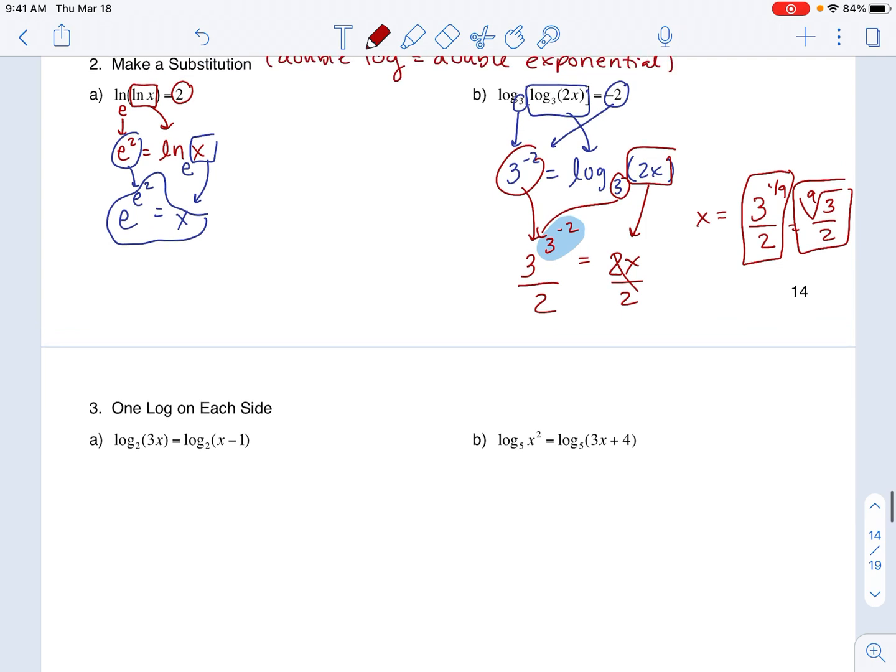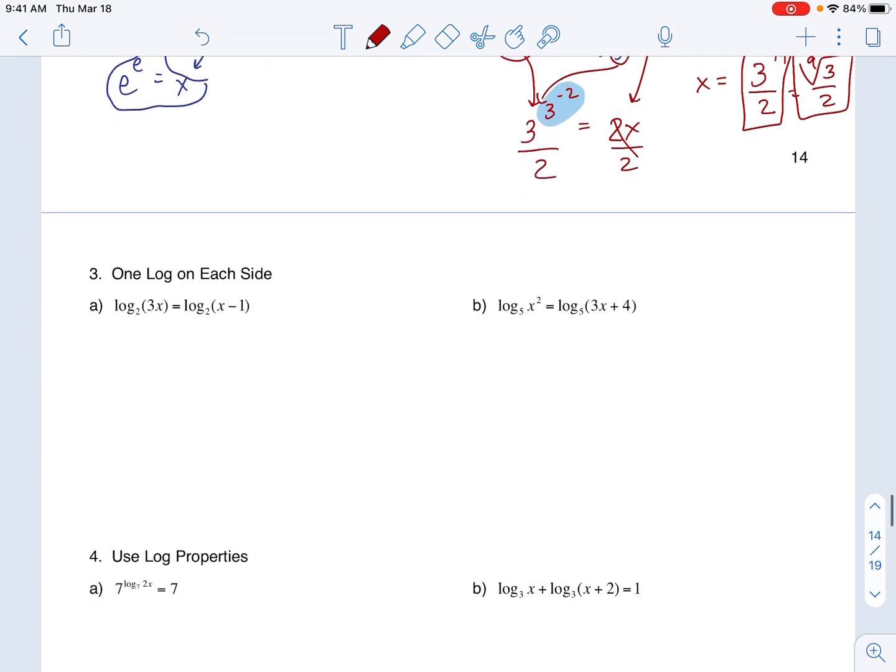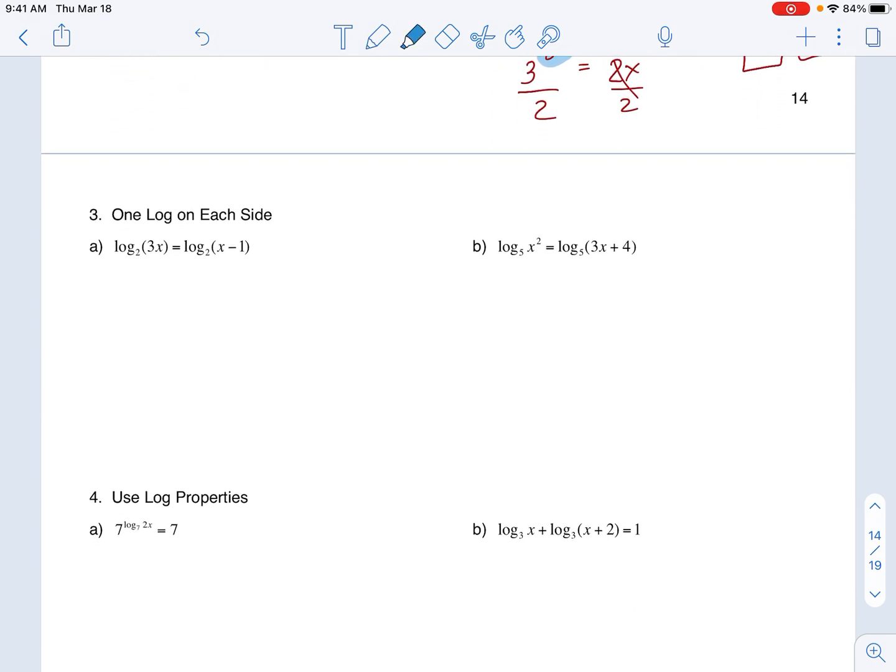All right, so part 3, what if there's one log on each side? So if you notice you've got a log and they have the same bases on each side, log base 5, and there's one log on each side. If there's 2 on one side and 1 on the other, you can't do this. But if there's one log on each side, then since they're the same bases, you can basically get rid of those 2 logs and just set the arguments equal, right? Because if the logs are the same, then the arguments have to be the same, right? These are equal. The left-hand side has to equal the right-hand side.